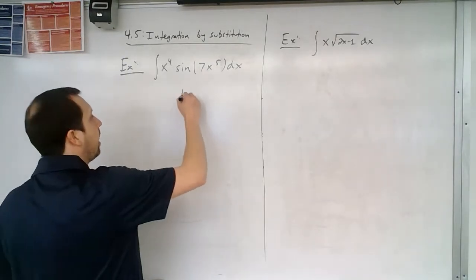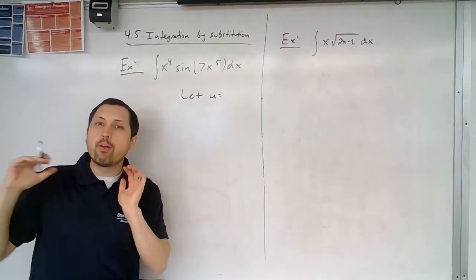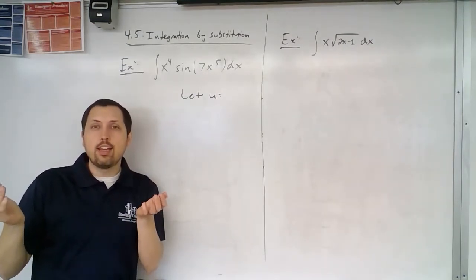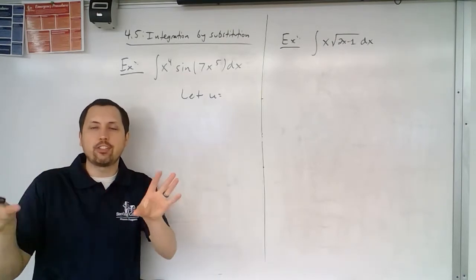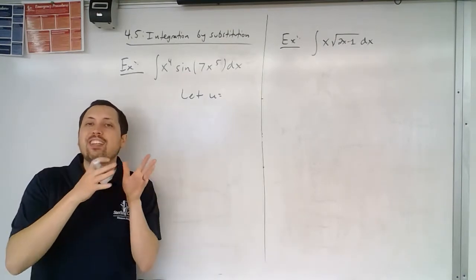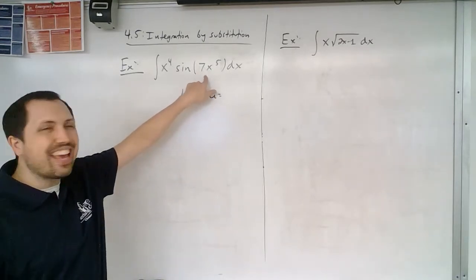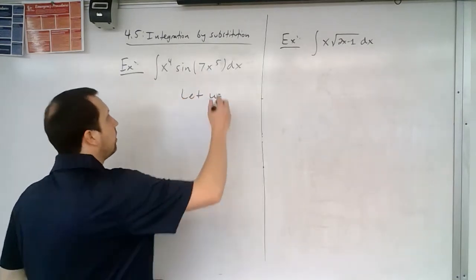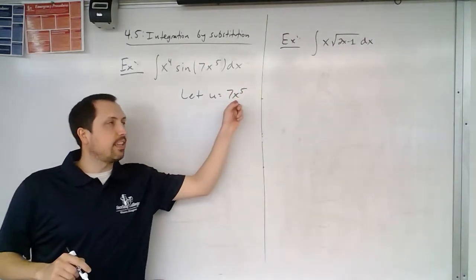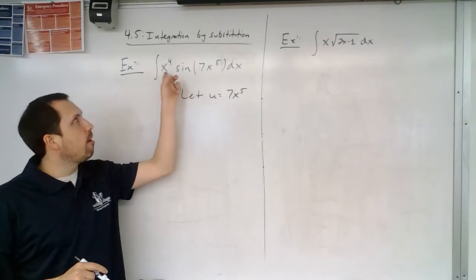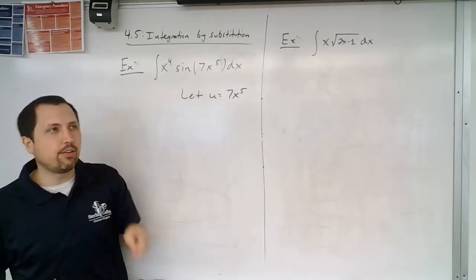So I'm going to say, let u, again, choices inside parentheses are a popular choice. Now, before when we had the sine and cosine, because there were different sines and cosines, we chose sine of whatever to be the whole u. Here, I only want to choose the inside. So I'm going to let u be equal to 7x to the fifth. The reason is that I'm eyeballing that x to the fourth. That might disappear when I take the derivative.